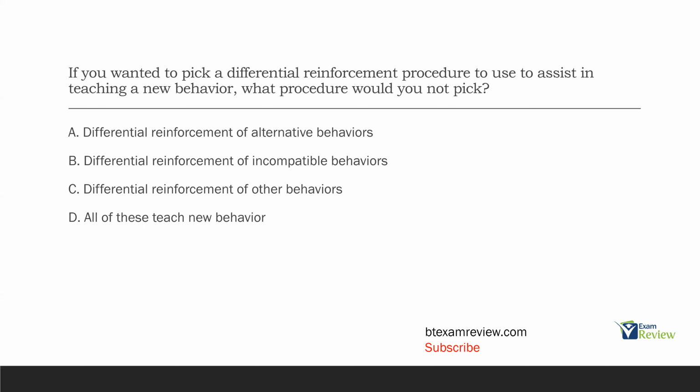With a DRO, we are looking to reinforce for a behavior not occurring. So we're not looking to increase or teach any specific behavior. We're looking to decrease a behavior by putting it on extinction. So with DRO, differential reinforcement of other behaviors, we're not actually teaching any specific new behavior. We're just reinforcing when those old behaviors aren't occurring.